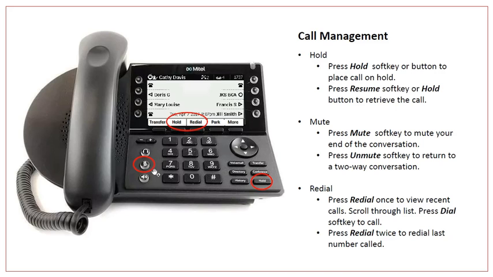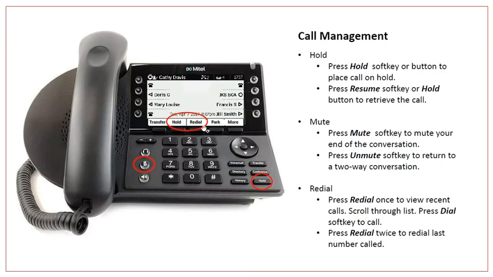The mute key allows us to mute our end of the conversation. So if I'm talking to someone and I need to sneeze, I certainly don't want to do that in their ear. And I don't want to put them on hold because they'll hear hold music. So I press the mute key and that mutes just my end. I can still hear the caller talking fine. I would press unmute or mute again in order to go back to a two-way conversation. This light will be lit on this key when I am using the mute feature.